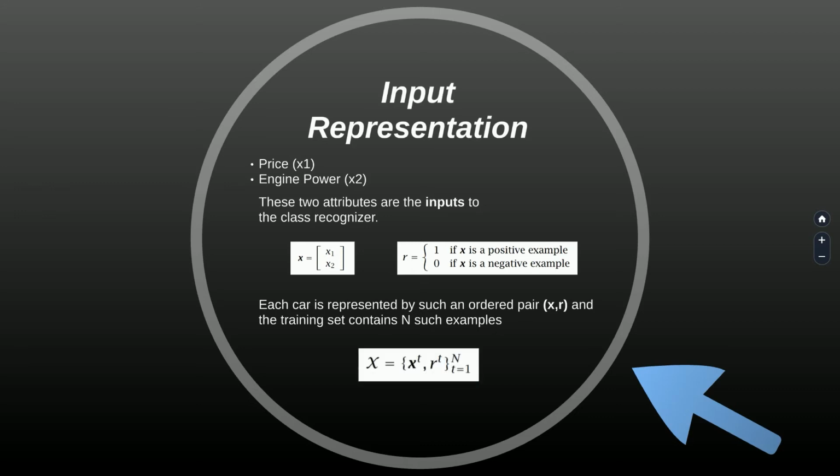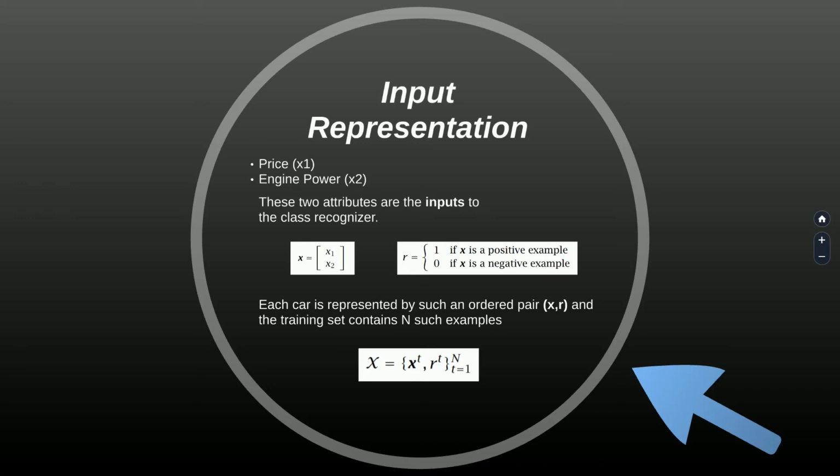However, that number is undefined here, but we can write our entire input as capital X equal to the set of x^t, r^t, summed from t equals 1 to n, where 1 to n is just an ID for our different inputs. So again, x here is a vector and it contains both x1 and x2, and then r is going to designate 1 or 0 depending on a positive example or a negative example. So this is our input representation.